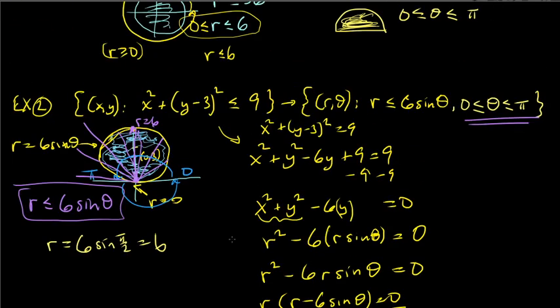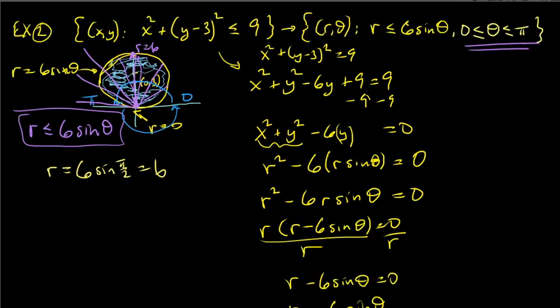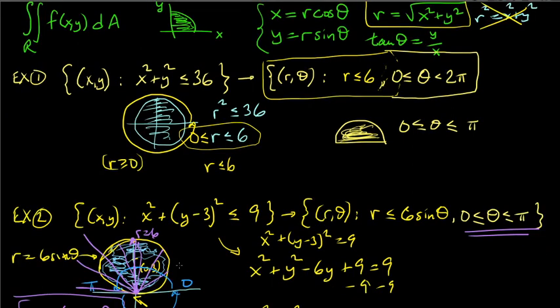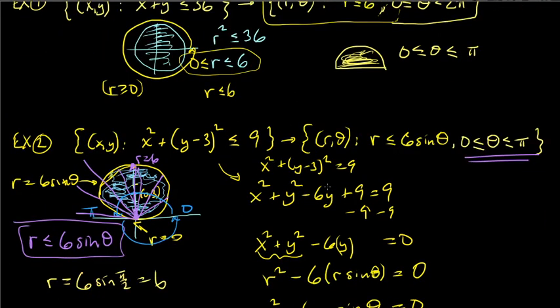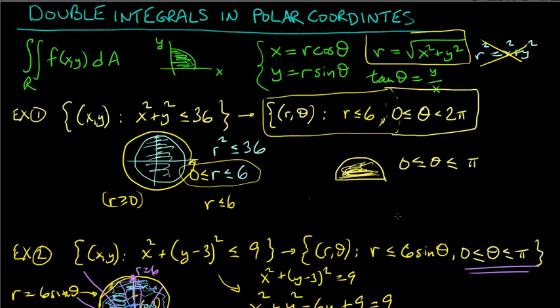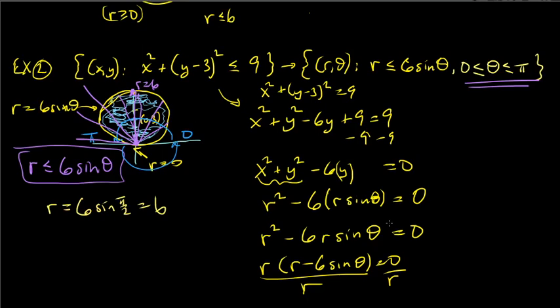Okay, so there are other examples, of course, but we'll see those later. I think the disk is a good one. You also get cardioids and other regions that are more conducive to polar coordinates rather than rectangular coordinates.